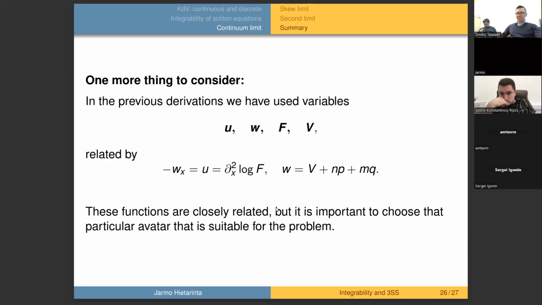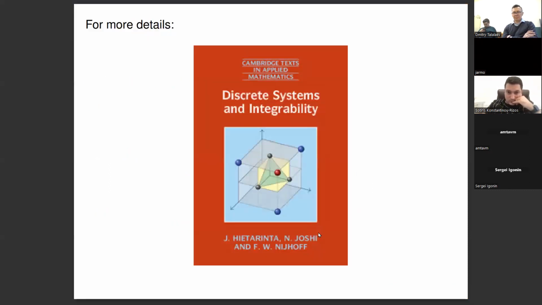But my final comment: it's important to choose the correct form that is suitable for the problem, because the superposition principle, if you try to write it in terms of U or F, I don't think it looks so well. Maybe you cannot write it in terms of that. So you have to be free to change to the variable that is suitable for the particular problem that you're dealing with. Okay, so that's probably all I have to say.